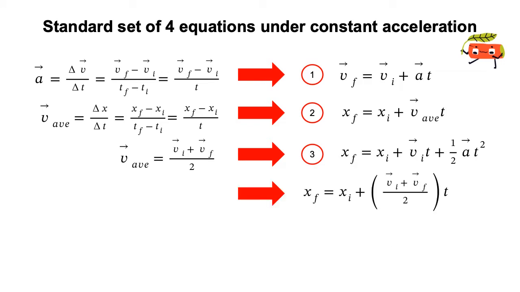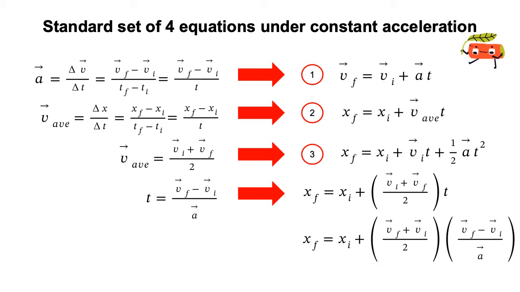Going back to the second equation, wherein we replace the average velocity with v initial plus v final over 2, we replace t using the first equation with t equal to v final minus v initial over a. Incorporating them, we get this equation. For this one, we recall this algebraic expression: a plus b times a minus b gives a squared minus b squared.